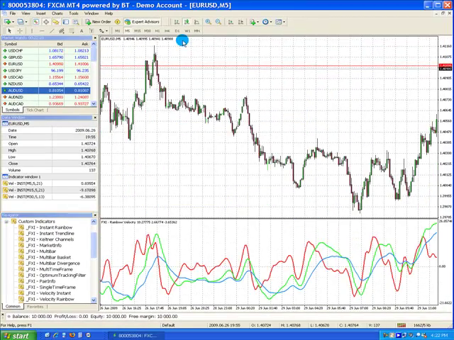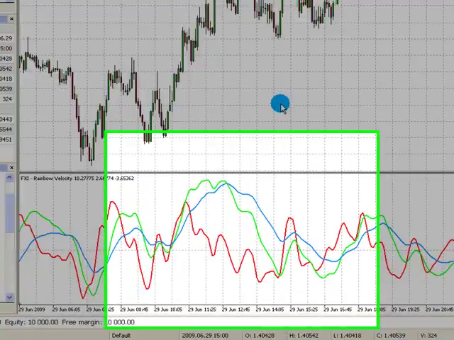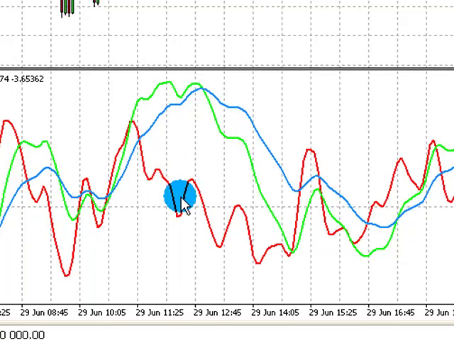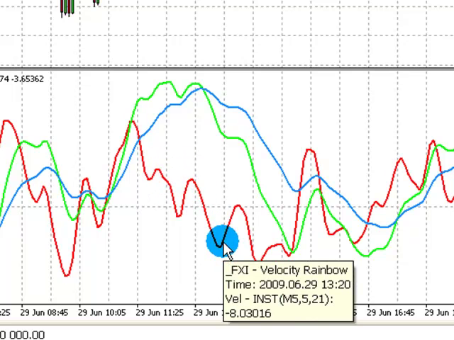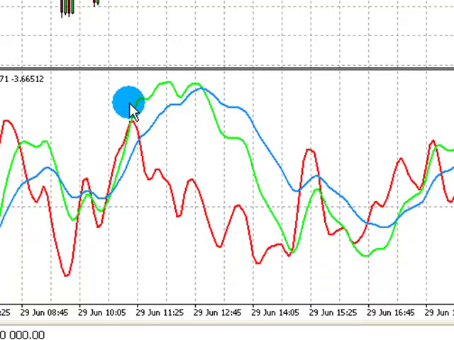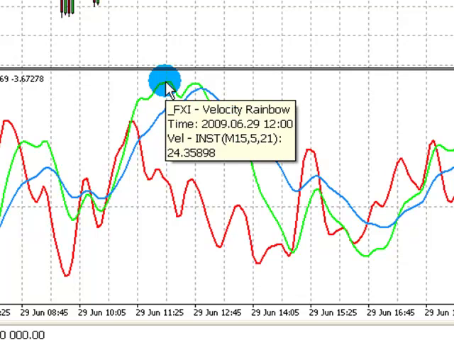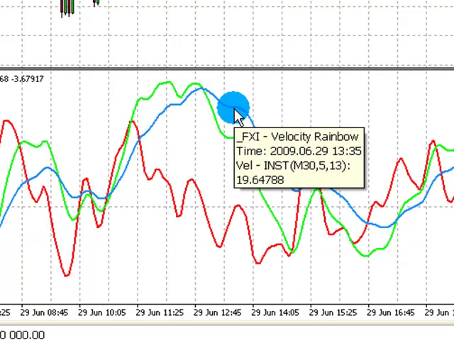So you can see a number of squiggly lines here. Let's get you to the beginning of the chart. And the red line is the velocity of the current time frame between its 5-period instant trend line and its 21-period instant trend line. It shows whether it crossed up or down, and how far up or down these trend lines crossed. The green line is the same period look for the 15-minute bar, and the blue line here is what it is for the 30-minute bar.